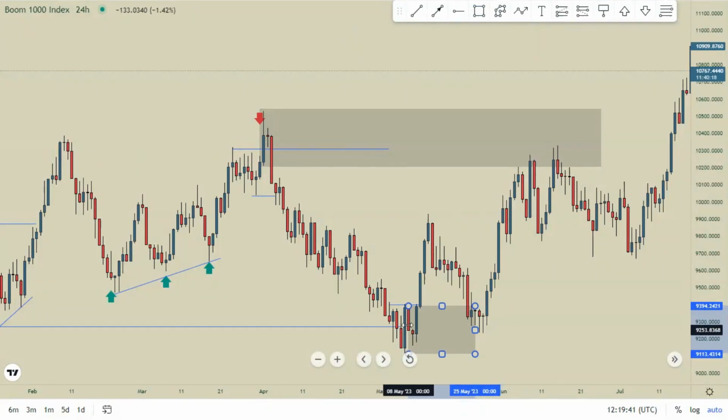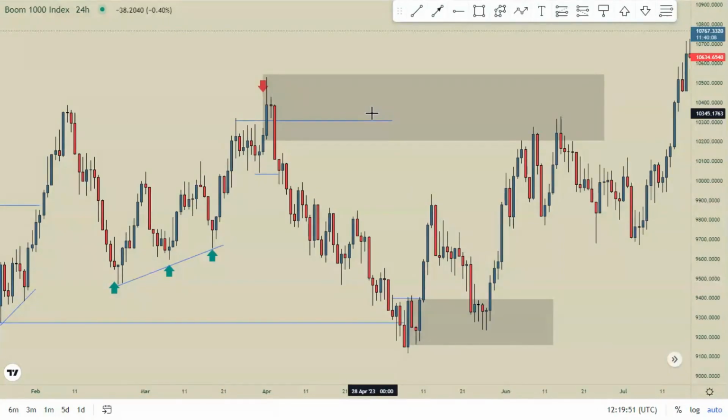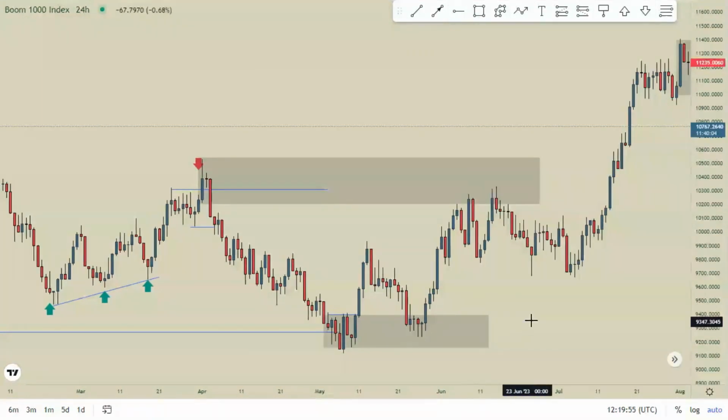Normally, if it's another block, we can mark up this inside formation. We can mark up that inside formation. So now we've marked our demand zone. Remember, we have our supply zone. But then for this one, I've overextended it.